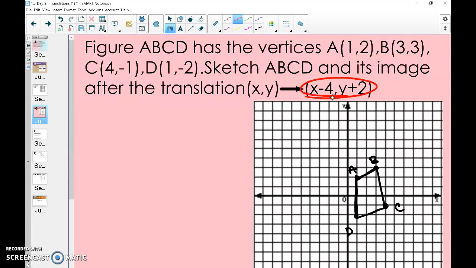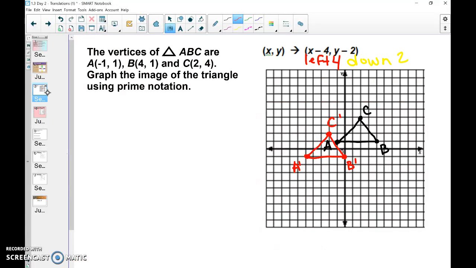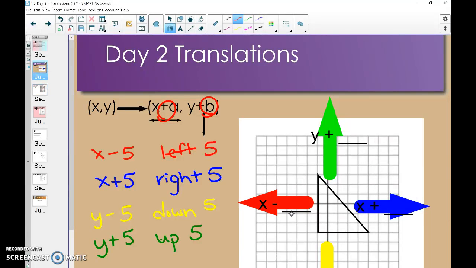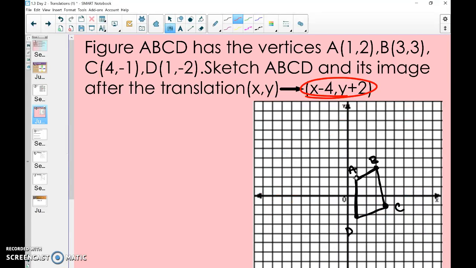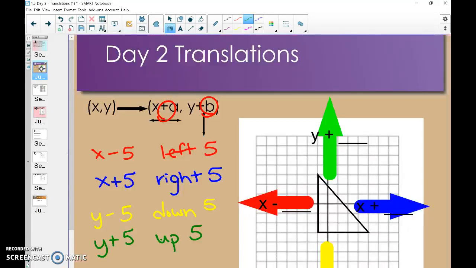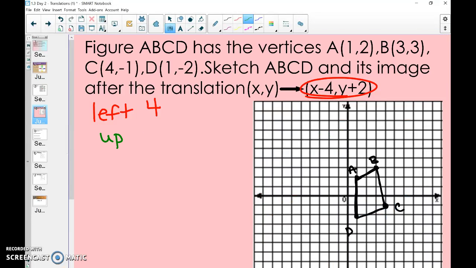So let's look at our rule. I've got x minus 4. Now look back at your chart at the top. If I do x minus something, is that moving to the left or is that moving to the right? So let's go back and check. If I have x minus 4, that means that I'm going to move left 4. So let's move everything left 4. Sorry. Left 4. And if I have y plus 2, if you think back to our chart up at the top, y plus anything means it's moving up. So it's up 2.